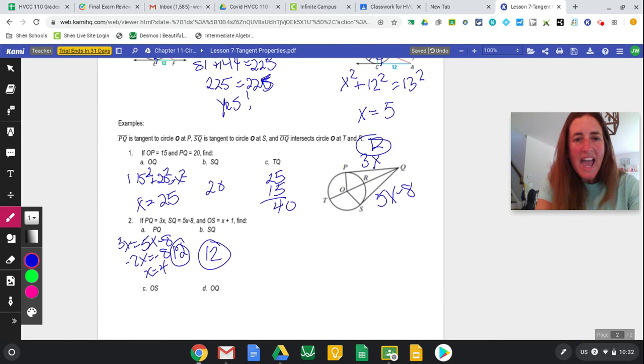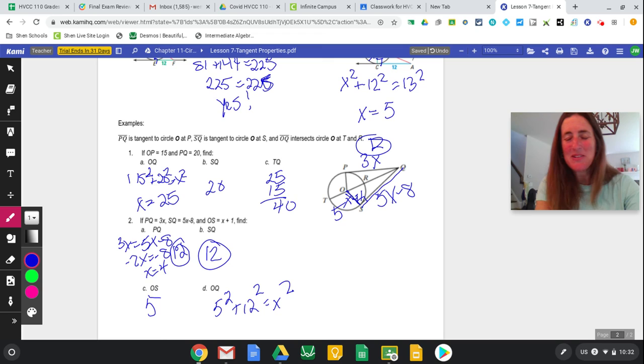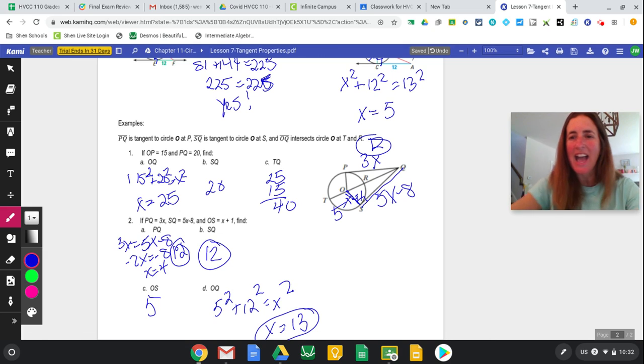Now, O to S is x plus 1. Oh, well, x was just 4, and 4 plus 1 is 5. Now I'm going to do from O to Q. Okay, I know this guy's 5. This guy is 12. And there's a right angle there, so I can do 5 squared plus 12 squared equals x squared. Oh, but I'm in honors, and I know that's a Pythagorean triple. 5, 12, 13 is my value for x.